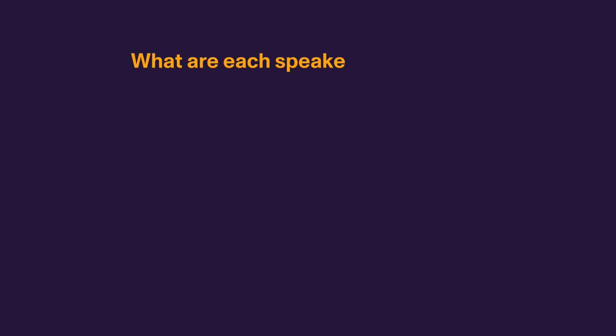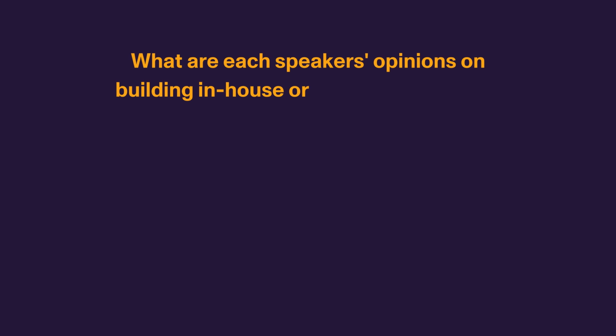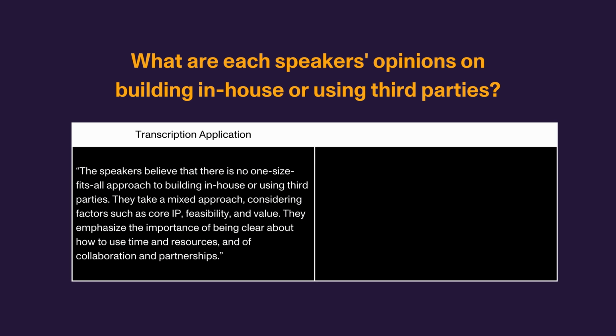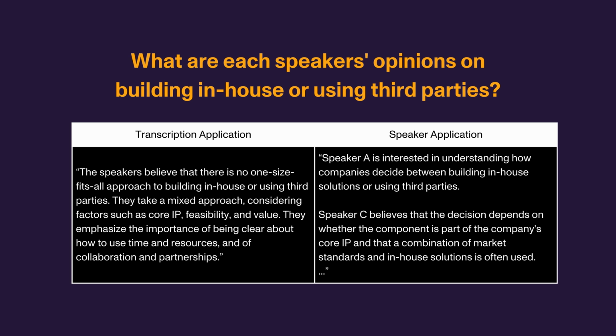If I ask the question, what are each speaker's opinions on building in-house or using third parties? The RAG application that only uses a plain transcription, which we would call the transcription application, gives me an answer presenting the overall opinion of the group, whereas the RAG application that takes the speaker labels into account can find out each speaker's opinion separately.